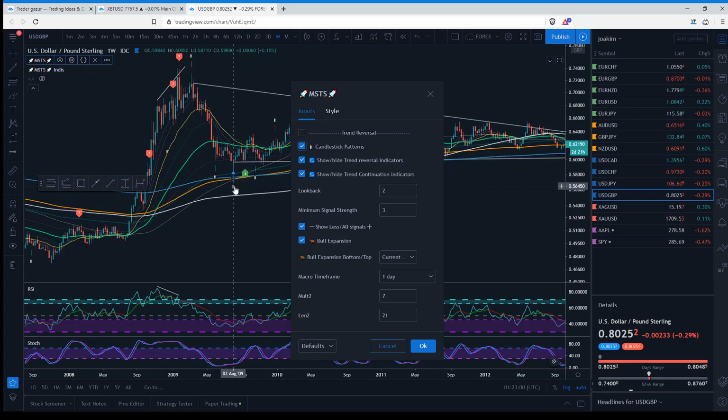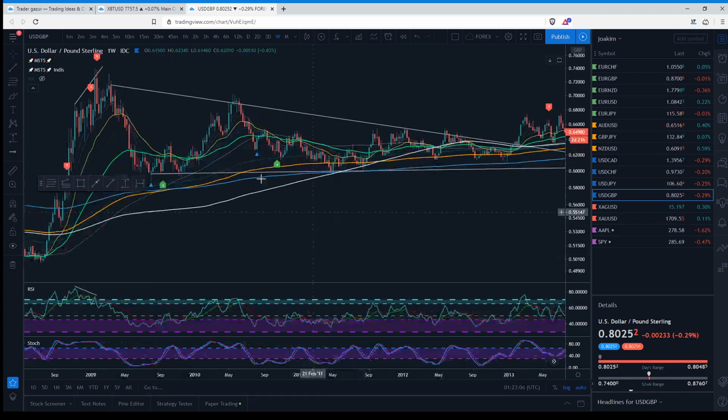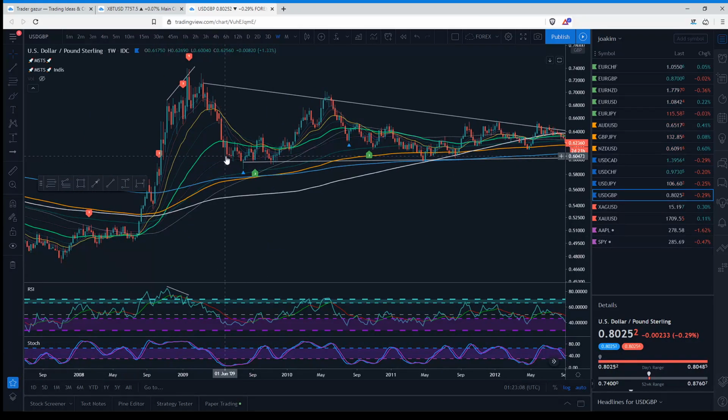Yes, here we go. We have a nice candlestick and a nice signal. Is there divergence here? Probably. Well, no, there's no divergence here, but there is here. From this point to this point we have divergence.